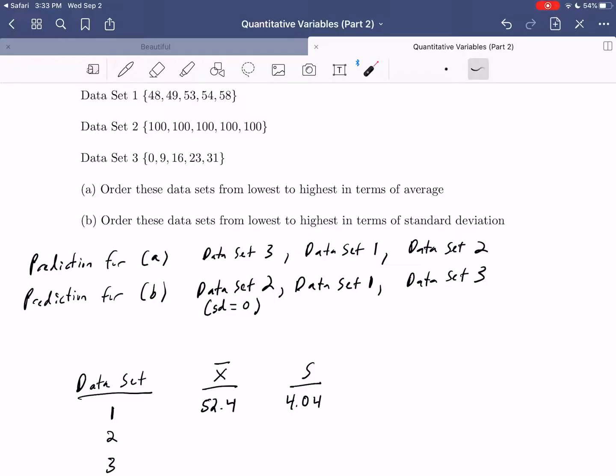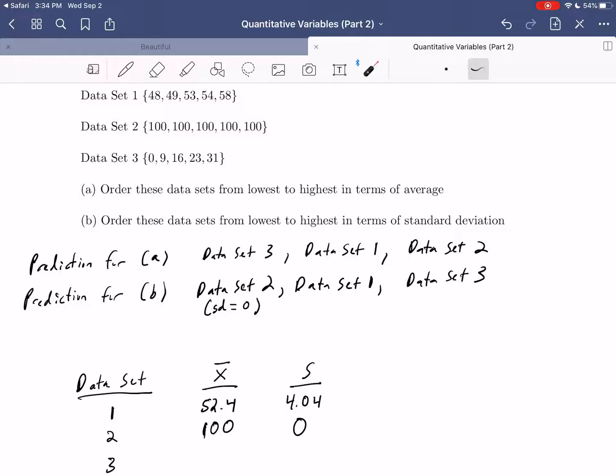All right, let's go ahead and do data set 2. So we'll hit Stat and Edit, clear out what's in L1, and type in our data set 2, which is 100, 100, 100, 100, and 100. Then we'll hit Stat, Calc, and 1-Var Stats again, and calculate. Unsurprisingly, we find that the average here is 100, and the standard deviation, notice both for sample and population, is 0, as predicted. So we can already see that this prediction has come true. Dataset 2 does indeed have 0 standard deviation.